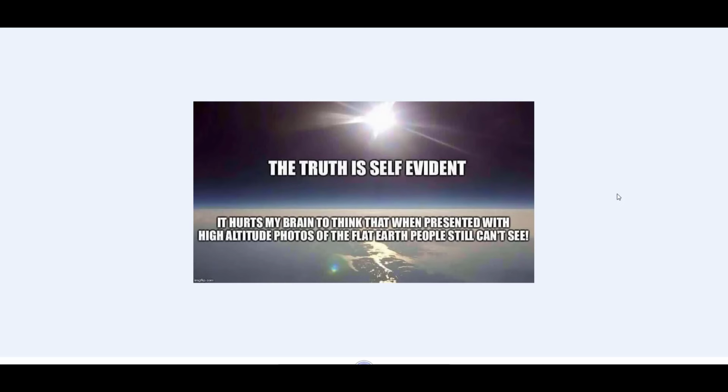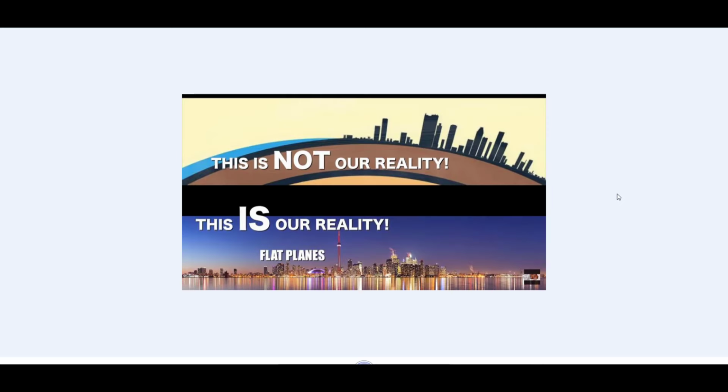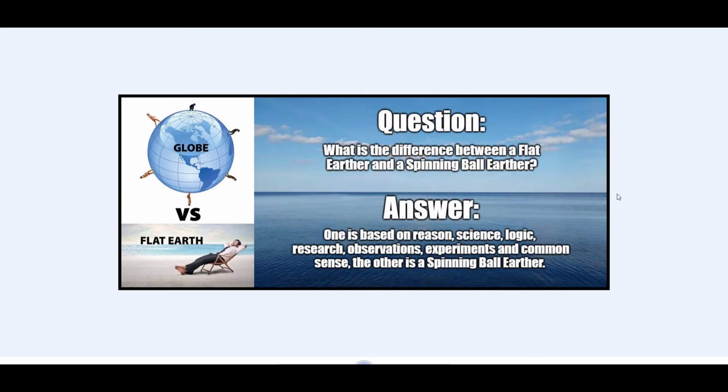The truth is self-evident. It hurts my brain to think that when presented with high-altitude photos of the flat Earth, people still can't see, even though you show the reality of the real world, the nature. This is not our reality, it's just cartoon. This is our reality, flat plains. Globe versus flat Earth. Question: what is the difference between a flat earther and a spinning ball earther? Answer: one is based on reason, science, logic, research, observations, experiments, and common sense. The other is a spinning ball earther.